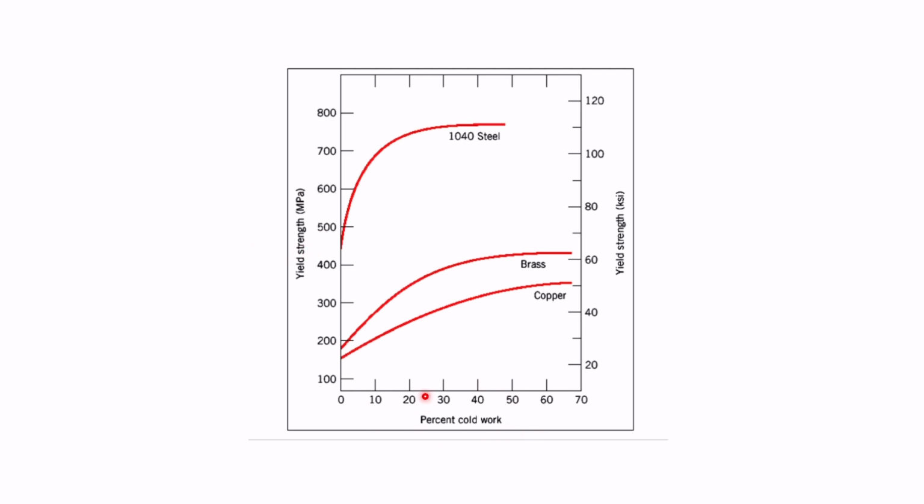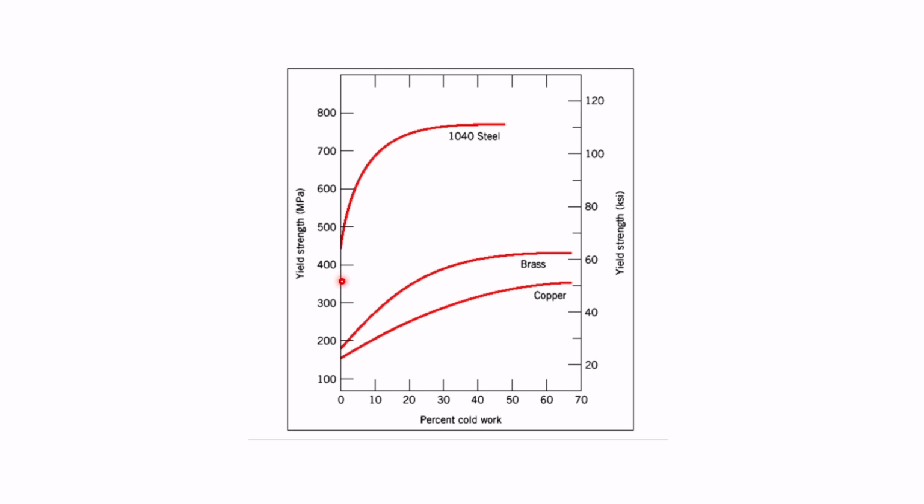On the x-axis we have percent cold work, which represents how much a metal has been deformed plastically, think of rolling or hammering or drawing the metal at room temperature. And on the y-axis, we have yield strength, which tells us how much stress a material can handle before it breaks or deforms permanently. Before permanent deformation, whatever stress the material sustains, that is yield stress.